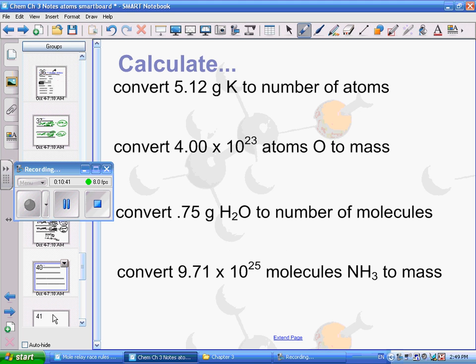I think this is as hard as I can get. This is as hard as they get. So here we have 5.12 grams of potassium, and I have to go to number of atoms. Now let me do something first.